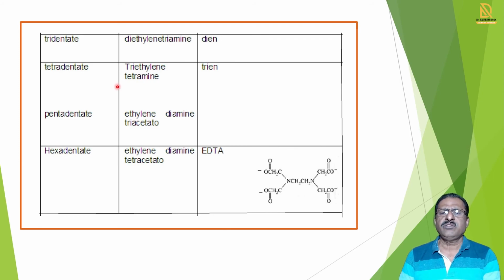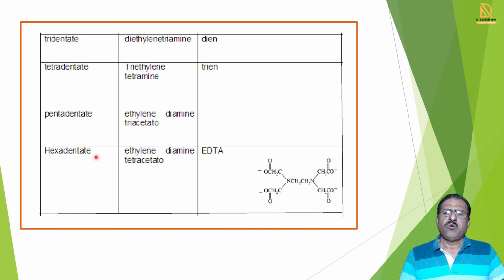Tetradentate. Tetradentate means in that there are 4 donor atoms or 4 lone pairs of electrons attached directly to the central metal atom or ion. An example of tetradentate is triethylene tetraamine, or its short form is trien. Then pentadentate. Pentadentate means 5 donor atoms which contain lone pairs and are capable of donating electrons at a time to the central metal atom or ion. An example of that is ethylene diamine triacetate.